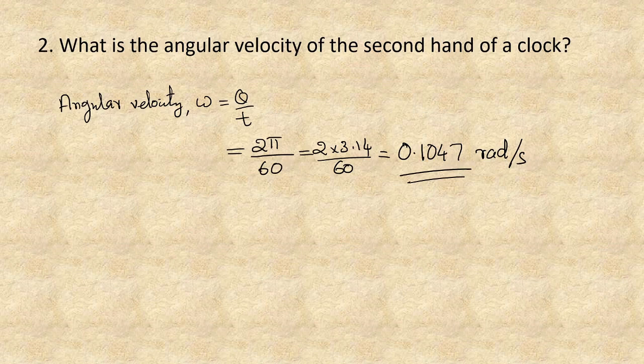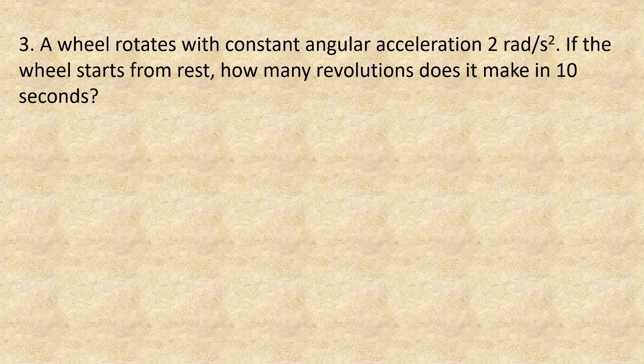In the similar way, you can calculate the angular velocity of the second hand. We have done the angular velocity of the minute hand and the angular velocity of the hour hand. So in each case, the angular displacement for one complete revolution is 2 pi, but in each case the time may be different. That we should remember. Now move to the third one.